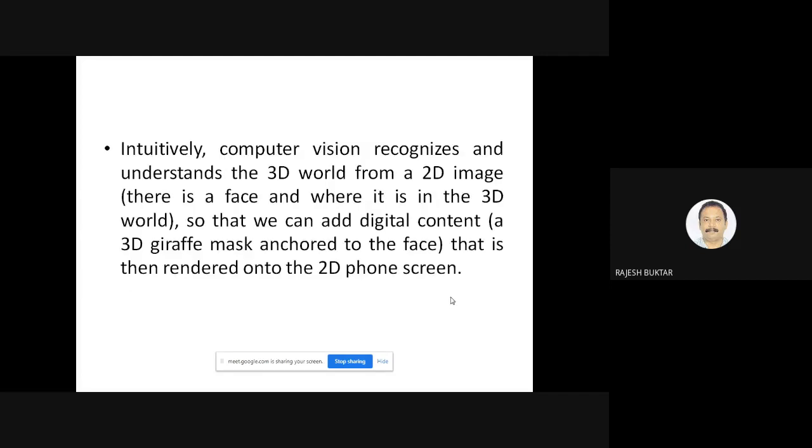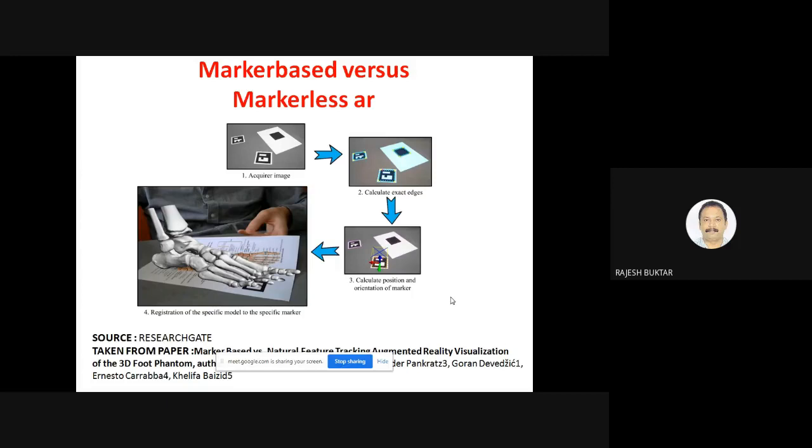So this is what I have told in the text. The text written on this slide, I already explained to you. So I thought of sharing this slide also, because one should understand that augmented reality comes with markers also and markerless also. Therefore, I thought of sharing this slide. So, marker based AR versus markerless AR.